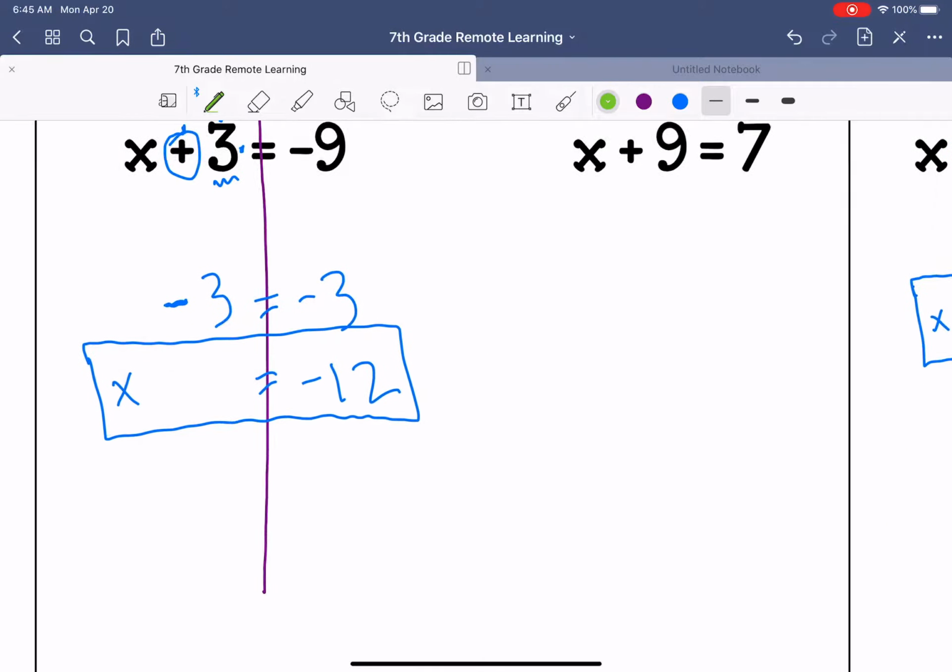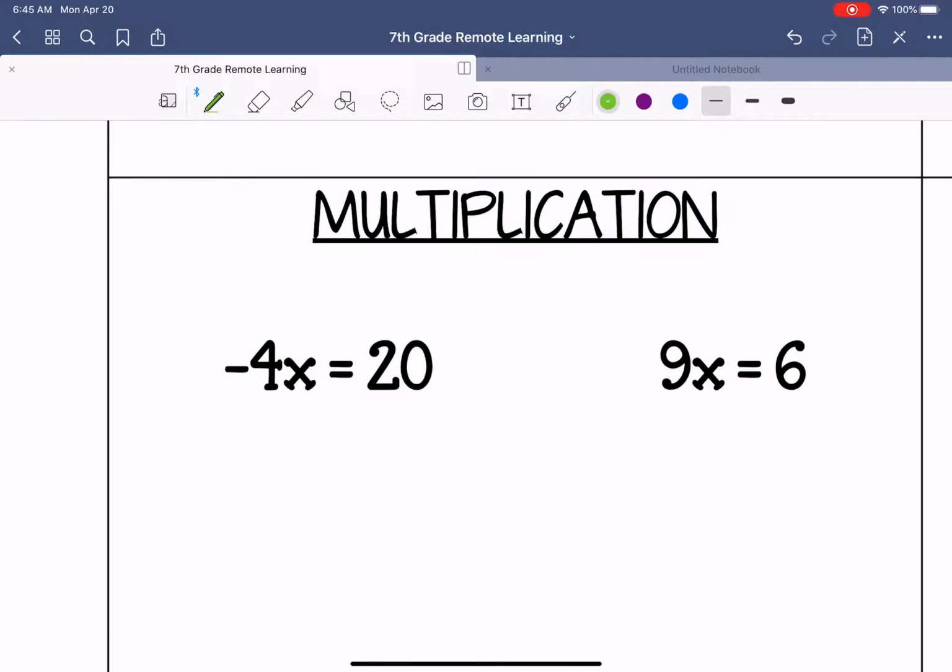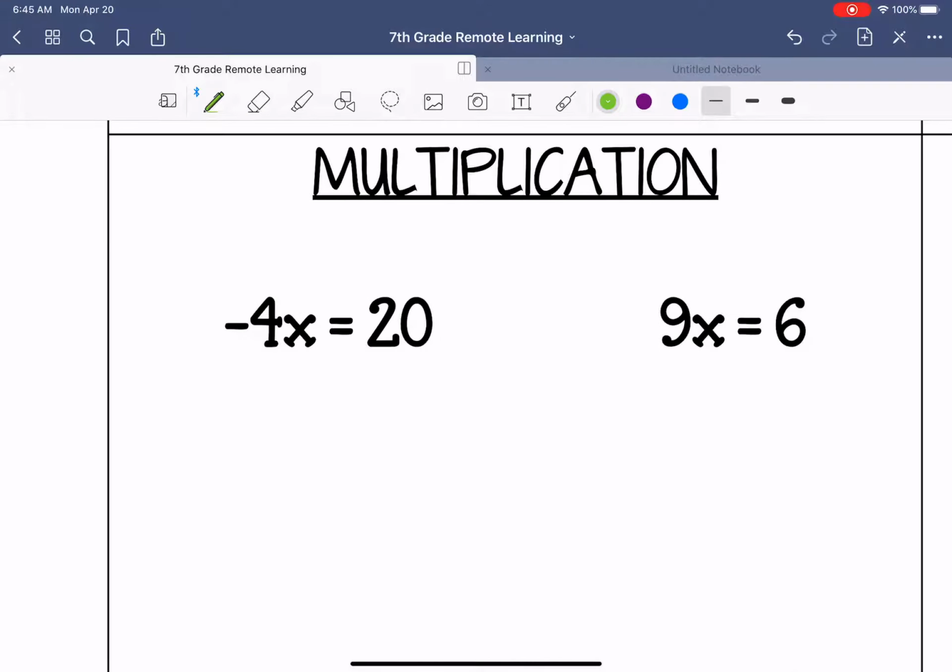Okay, let's look at our next one. So multiplication. So we need to remember here, well, let's start actually with our balance line. Balance line. And we need to remember that negative 4x has an invisible operation, and that's multiplication right there. It means negative 4 times x. We just don't generally write times right there. Okay? So we're going to do the inverse operation of multiplication, and that is division.